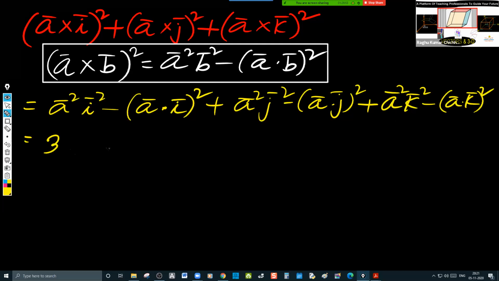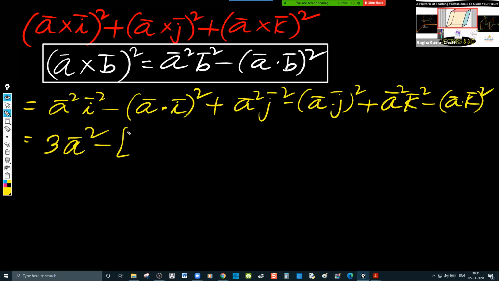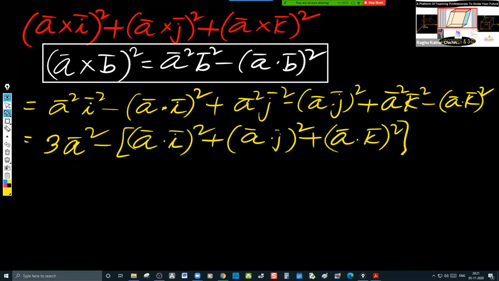Are you there, please? Both of you. Now, I bar square 1, J bar square 1, K bar square 1, that becomes 3A bar square. Now, what is that remaining? A dot I whole square plus A dot J whole square plus A dot K whole square. Correct or not?